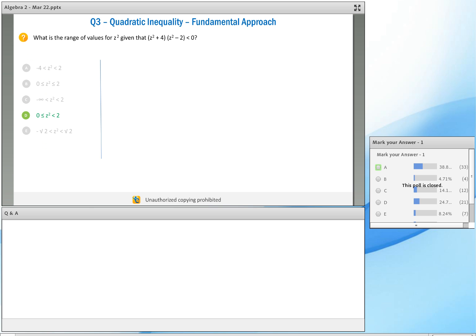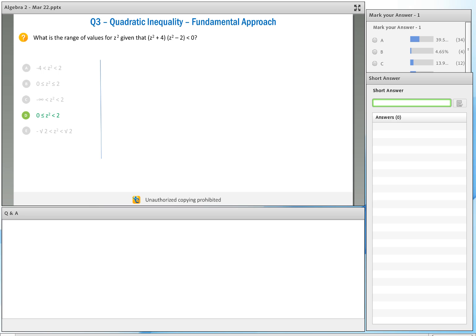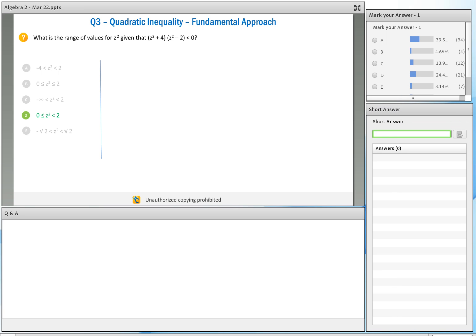I'm going to go back to question number 3. What's given over here, and I'm also going to bring in my short answer pod. What is the range of values of z square? And again, remember, we're not asking about the range of values of z. We're asking about the range of values of z square given a product of two numbers is negative. This inequality is a product of two numbers, and it's less than 0.